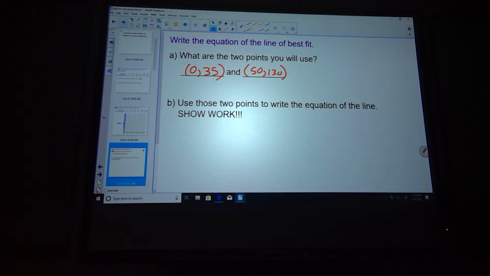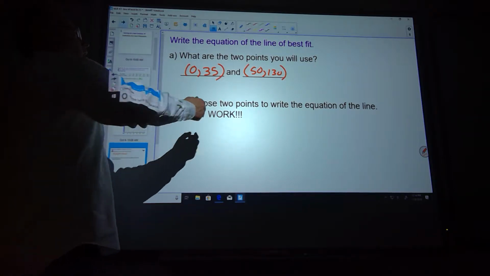And why did I pick those points? Well, they were far enough apart. You don't want to always pick points that are real close to each other, especially doing lines of best fit, because you want your line of best fit to match your data, not just the two points. So make sure they're far enough away from each other and fit on your line of best fit. And then we want to write our equation of our line.